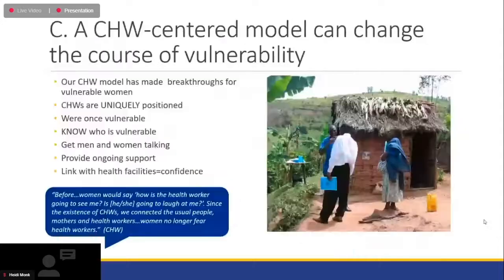So while we have seen these barriers, these different forms and causes of vulnerability, we also found that a community health worker centered model can change the course of vulnerability. Our community health worker model was tested between 2012 and 2015, and we call it the Mamatoto model.